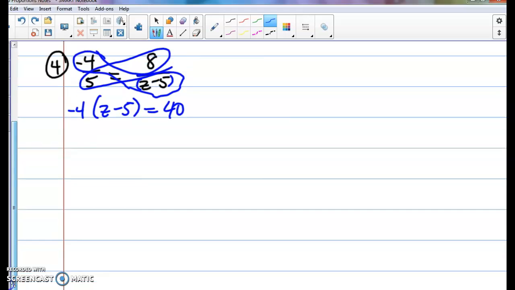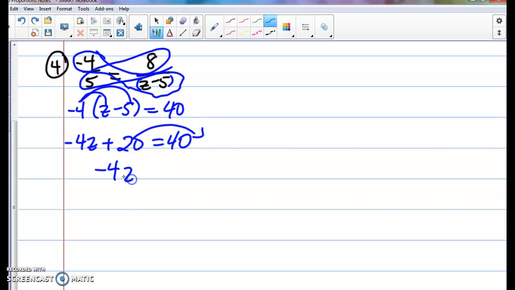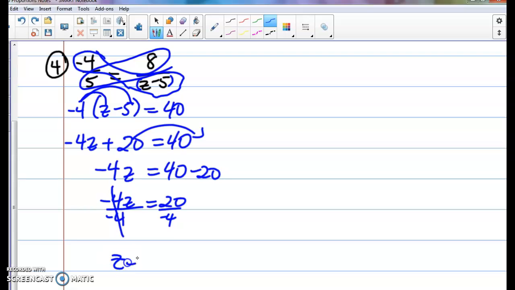Now we're to a multi-step equation where we distribute. Negative 4 times z is negative 4z. Negative 4 times negative 5 is positive 20 equals 40. Transpose my plus 20, and negative 4z equals 40 minus 20, which will give us 20. So negative 4z equals 20. Divide both sides by negative 4. Negative 4's cancel. And z equals 20 divided by negative 4, which is negative 5. So z equals negative 5.